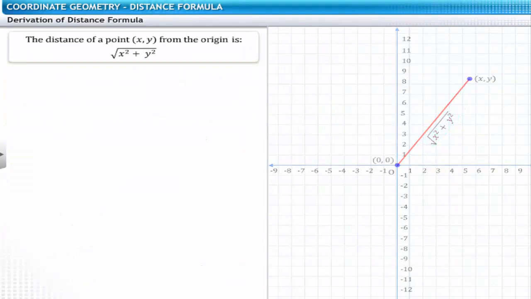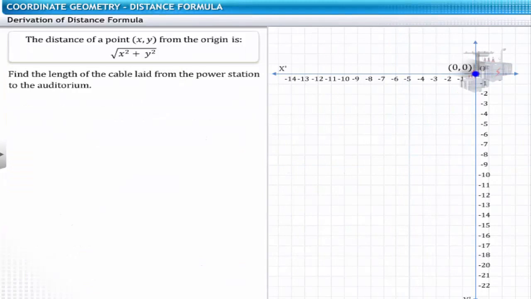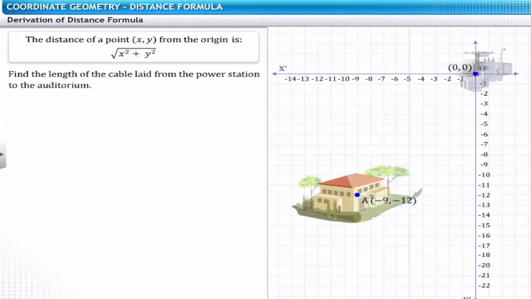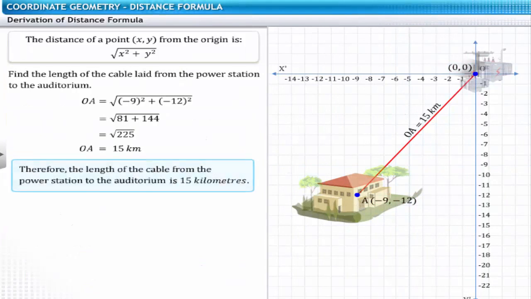To verify this, let us consider again the problem where we calculated the length of the cable laid from the power station to the auditorium. On the graph, the power station is placed at the origin 0, 0 and the auditorium at -9, -12. On applying the formula square root of x squared plus y squared, you get length OA is equal to 15 kilometers. As you can see, the values obtained using both the formulas are equal.